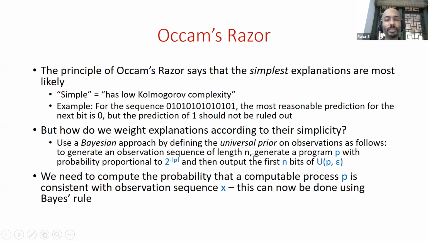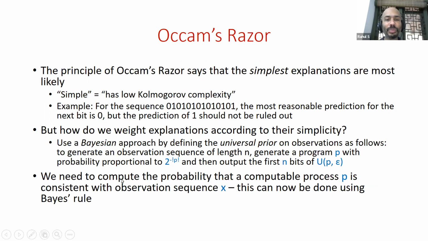To generate an observation sequence of length n, you generate programs with probability proportional to 1 over 2 to the size of the program. So you generate a program P with probability proportional to 1 over 2 to the size of P. Then you run the universal machine on this program, get the first n bits, and output those n bits. So this universal prior is defined by random programs, where a program of length k is considered with probability proportional to 1 over 2 to the k. That's a universal prior, and it has some nice properties, which I'm not going to go into now.